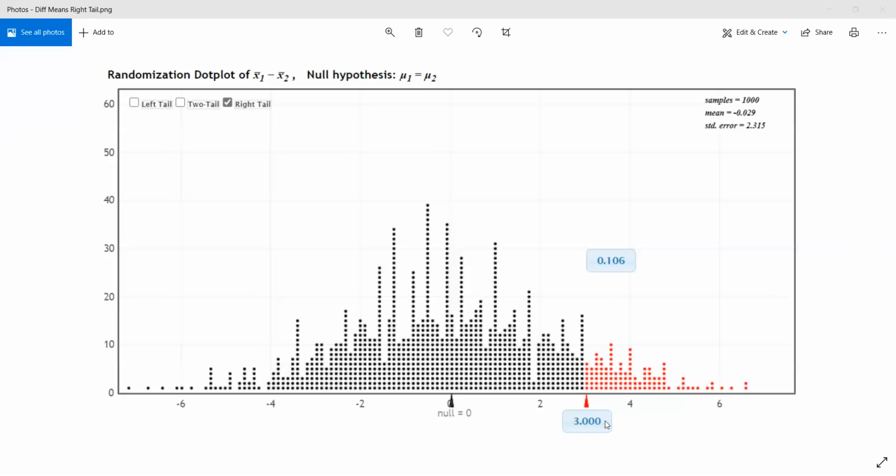3? No, that's the sample difference. Take a look in the middle of the dot plot. It tells you what it is. 0. It says null is 0. That's the 0 difference. If you subtracted U2 from both sides of this null equation, you would get U1 minus U2 is equal to 0. Therefore, if it's a right tail test, it would be U1 minus U2 is greater than 0. Good. Does that make sense?